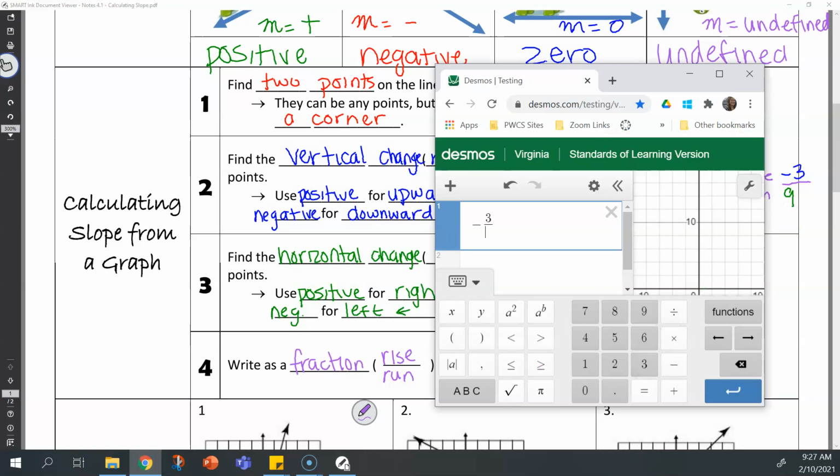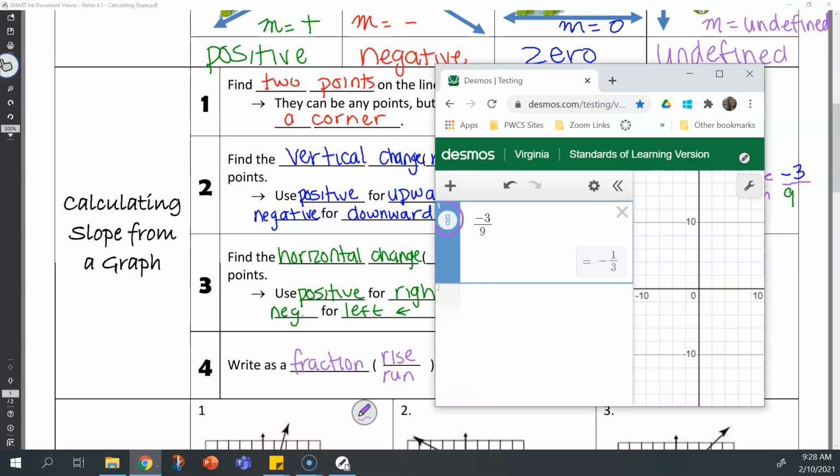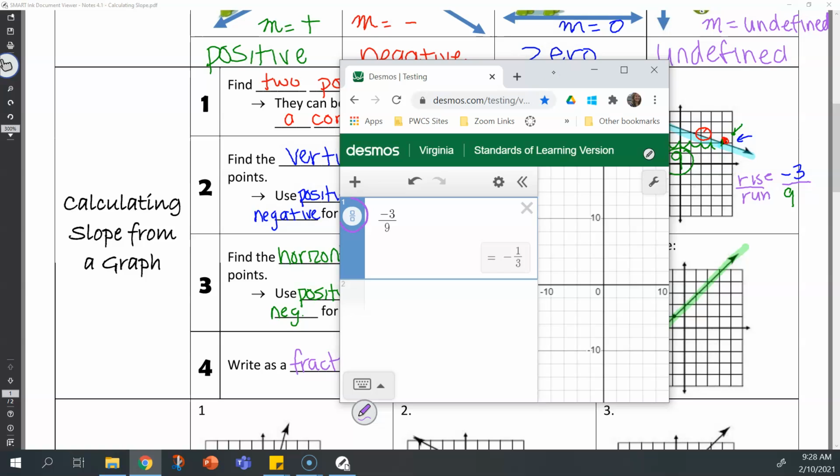Negative 3 divided by 9, or negative 3 over 9, if you want to do the fraction first, and then negative 3 on the top and 9 on the bottom. It's going to initially give you a decimal, but if you press this button right here, it will turn it into a fraction for you. And that will do the reduction that we need. So when we reduce this down, we get that the slope of this line, or m, equals negative 1/3.